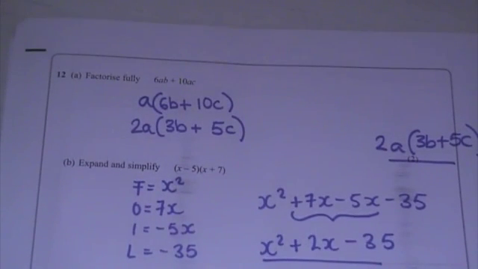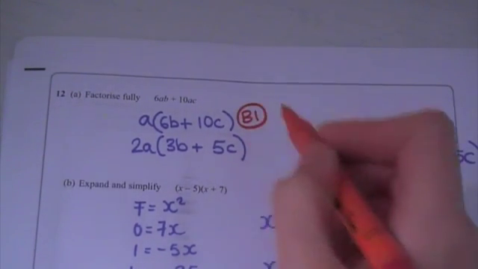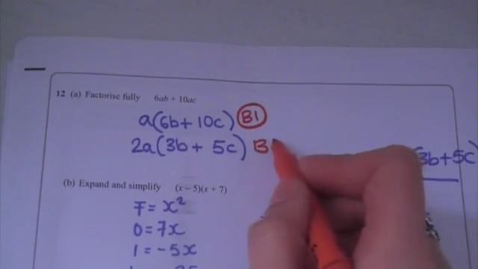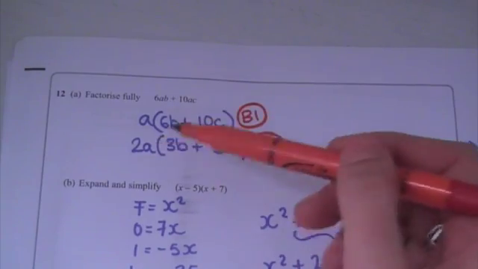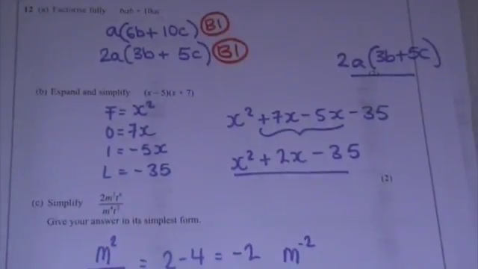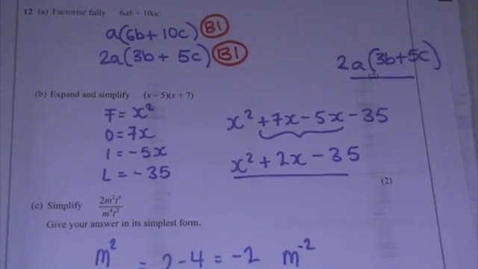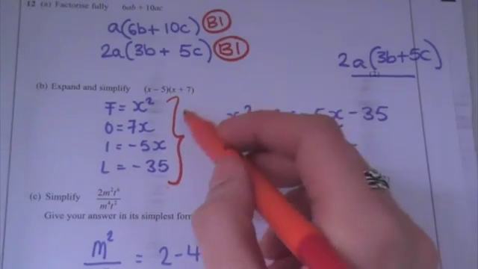So let's look at the mark scheme for question 12. 12a, you get 1 working mark for pulling one of the factors out, and then you get that second mark for fully factorising it. So you might have just pulled out 2 or just pulled out a, then if you pulled out both, you get both marks. Part B is worth 2 marks. Method mark for this bit, so you need to get at least 3 of those correct.